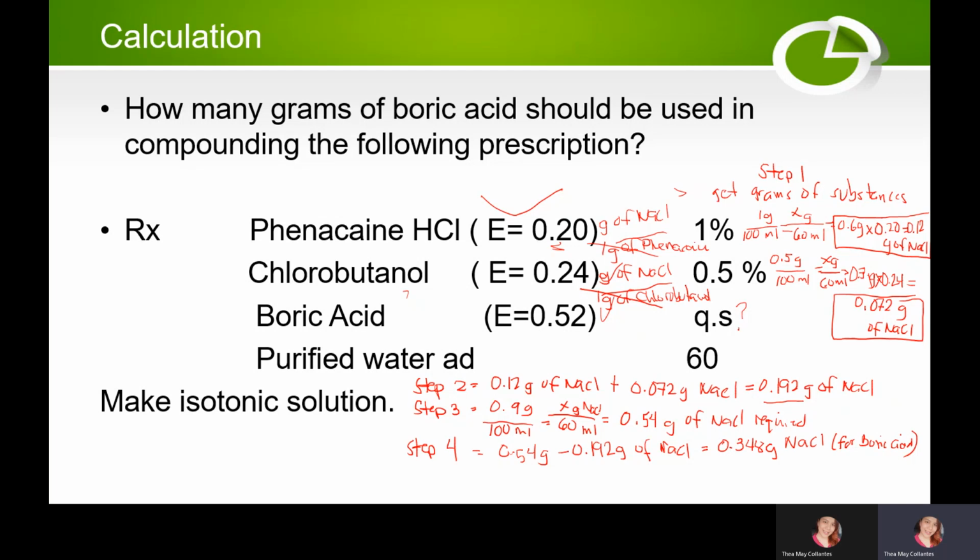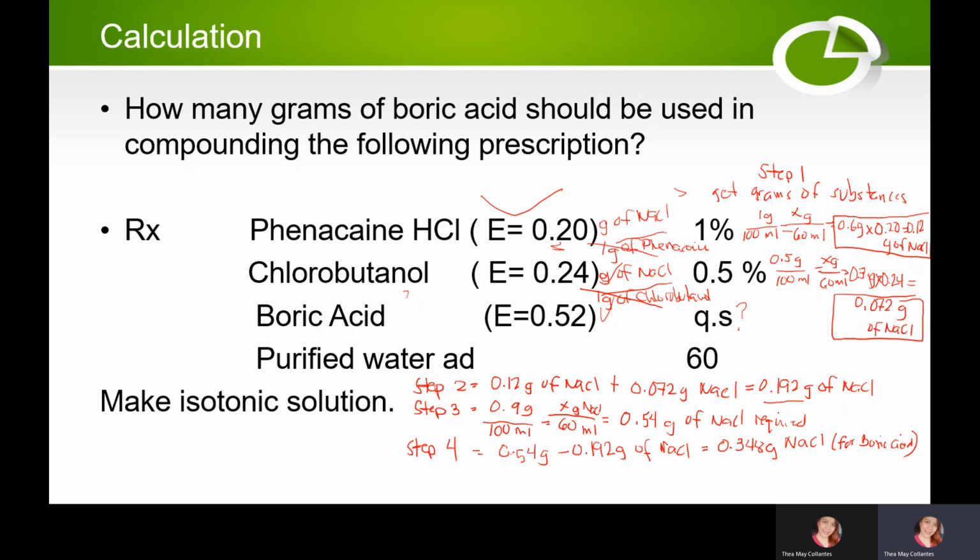So if you are the ones interpreting, I got all the equivalents of phenacaine and chlorobutanol and converted them to NaCl, because NaCl is always the standard. I got the sum of the two, and then I got the total salt needed for 60 ml. Of course, I will just subtract the amount of these two drugs, or these two sodium chloride equivalents, in order for me to get the remaining NaCl.